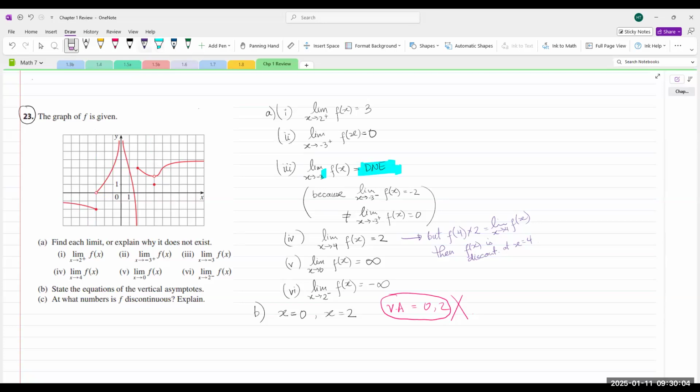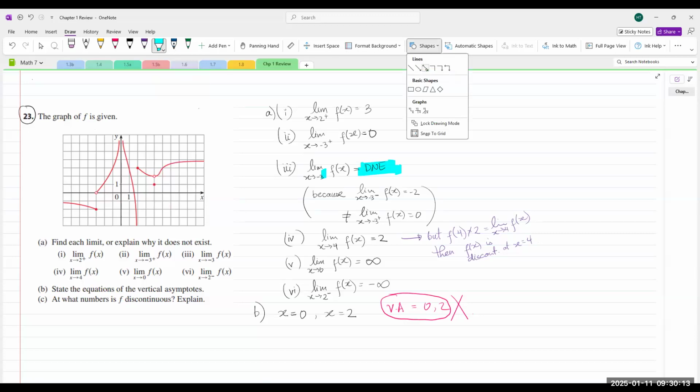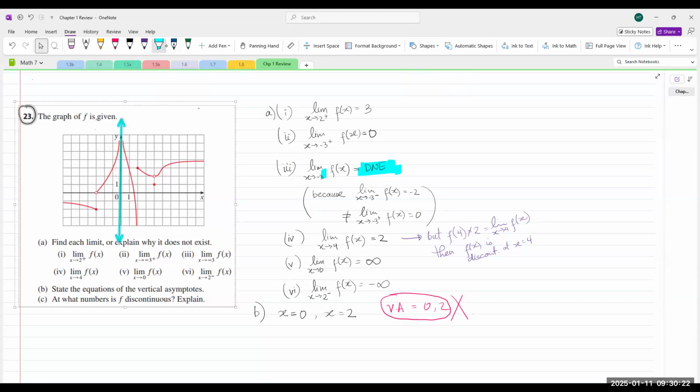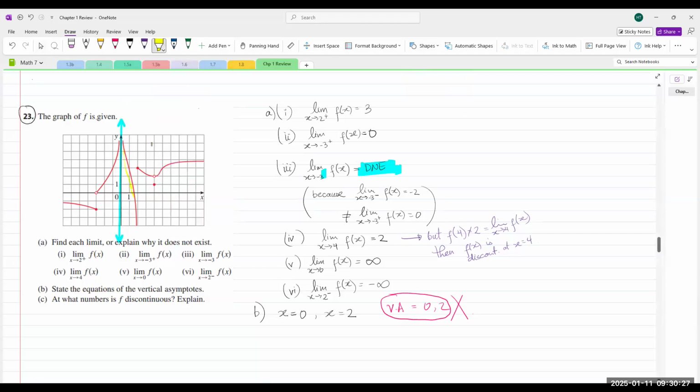Now, what happened when x equals 0? I think I better use this type and draw the lines so that we can see better. When x equals 0, as we approach from the right-hand side, the value of the function goes to infinity. From the left-hand side it also goes to infinity. That's why the limit as x approaches 0 from both sides gives us infinity.